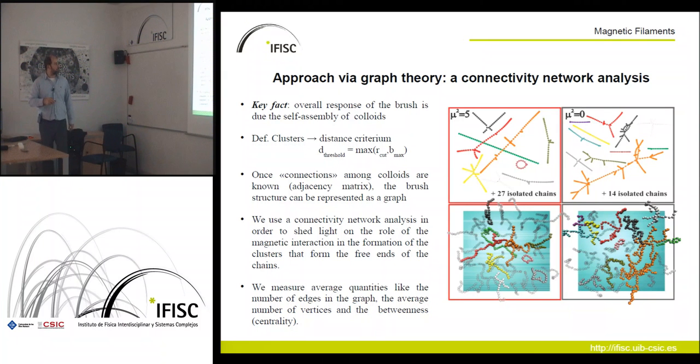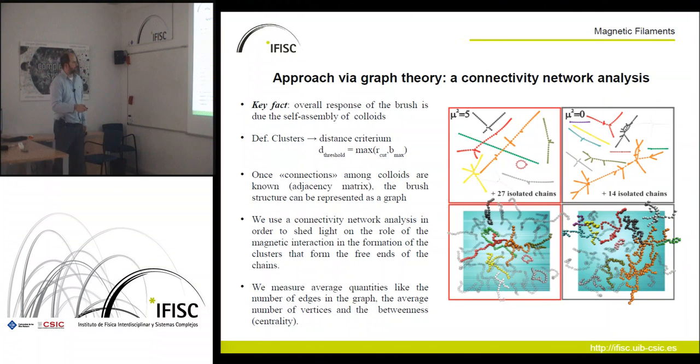And what we do is we define a distance criterion, a distance large enough that all the particles inside the same chain will be considered to be of the same cluster. And with this, you can then compute the adjacency matrix, and we can plot the graph of the clusters we get, and also use some observables, like for instance the betweenness centrality and the average number of vertices, and these things.